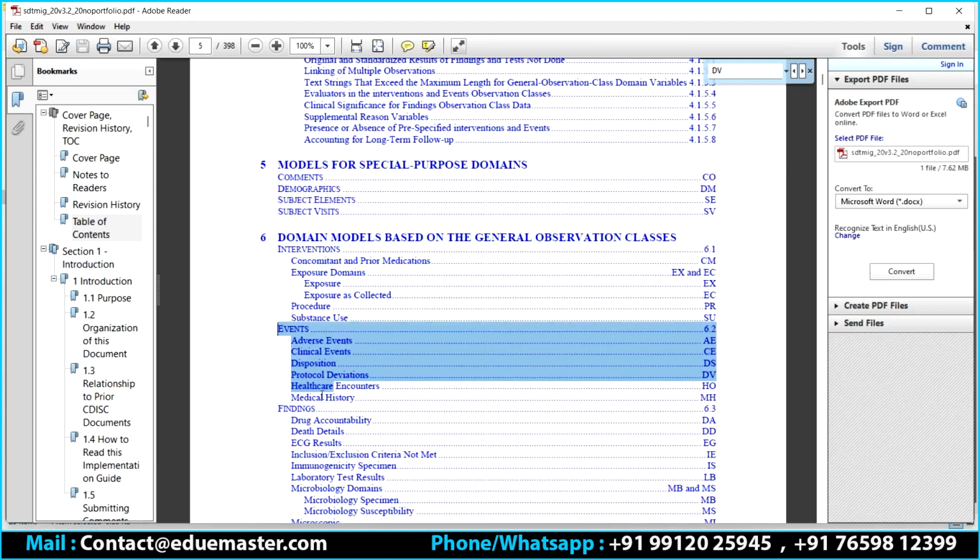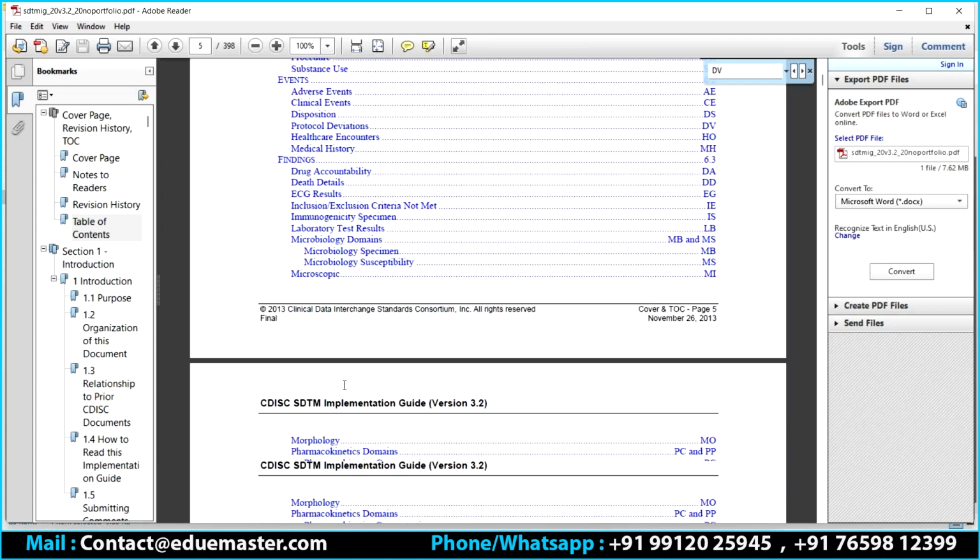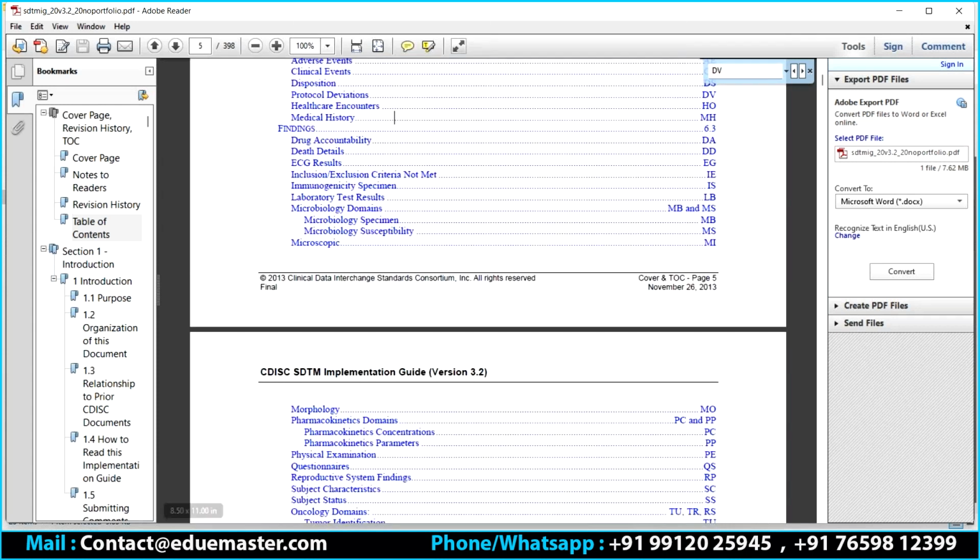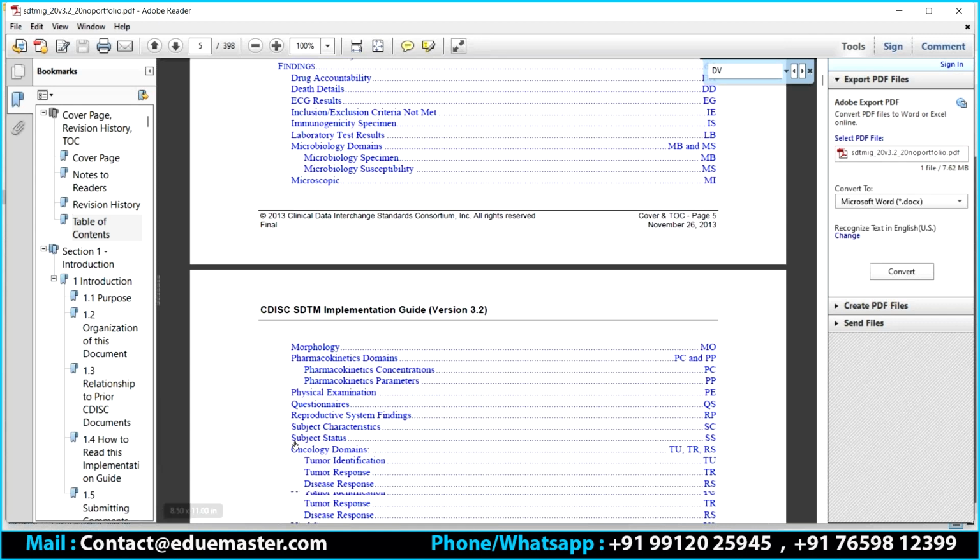We started with the events. Under the events, adverse events is done, protocol deviations are done, medical history is also done. Correct? So what else is pending here? We have something called clinical events, right? So clinical events, disposition, and healthcare encounters. So these 3 are pending here. Correct? So let me show you what we need to discuss after this.